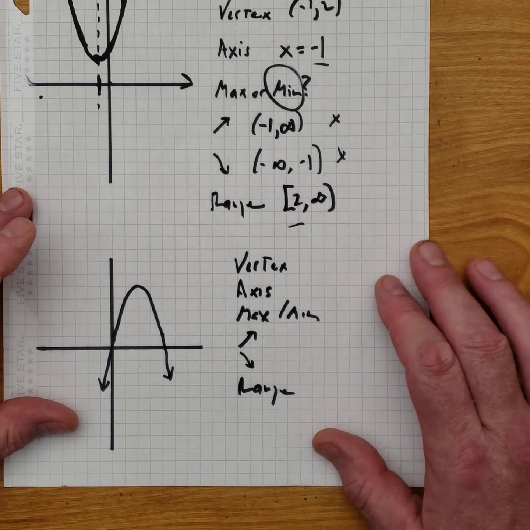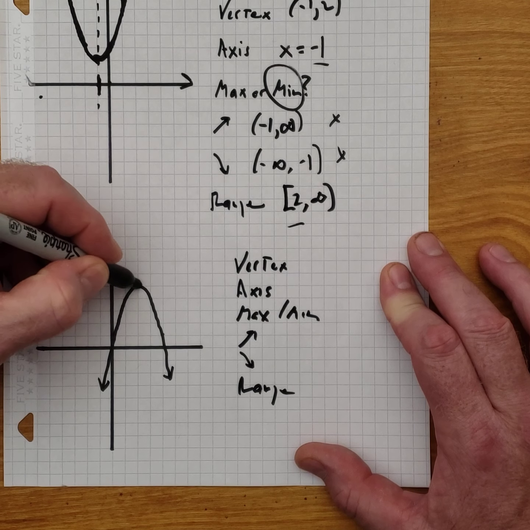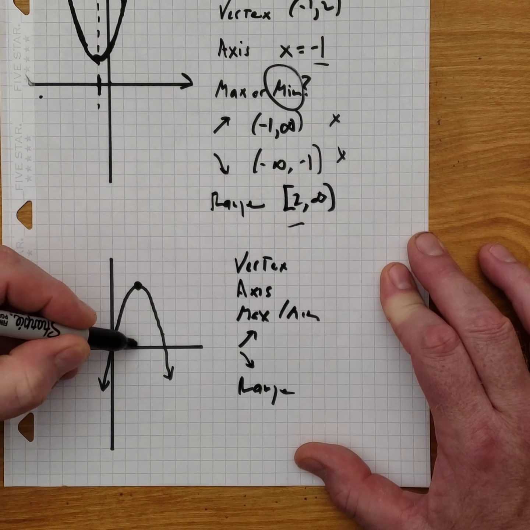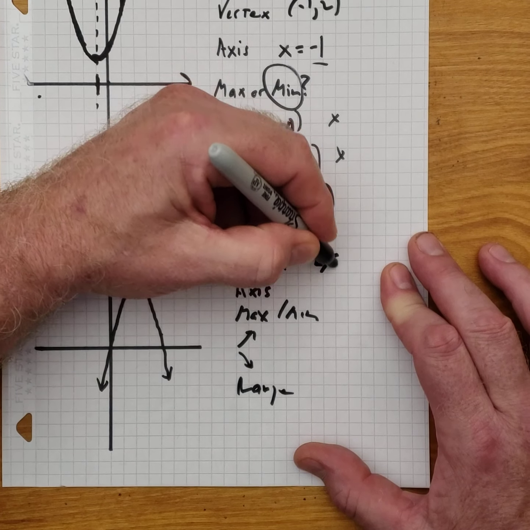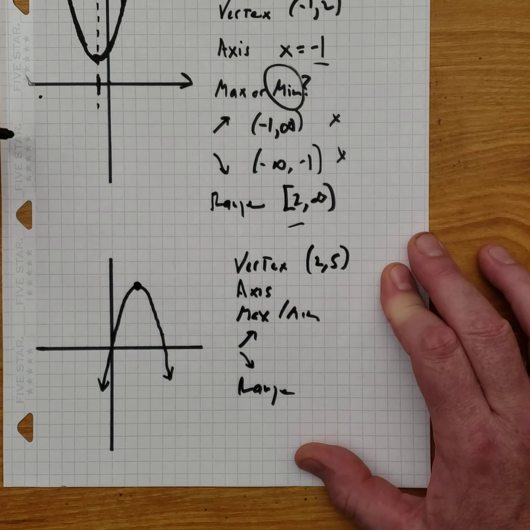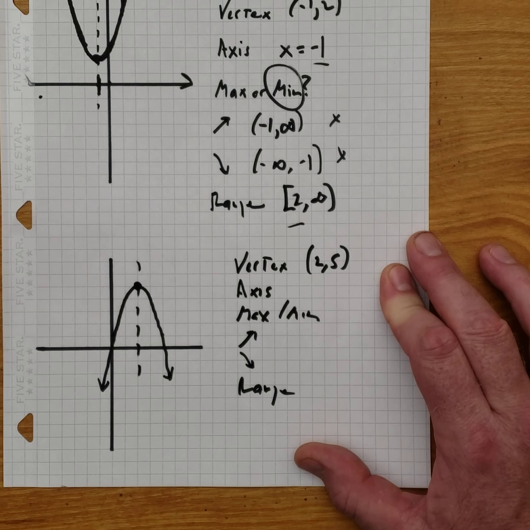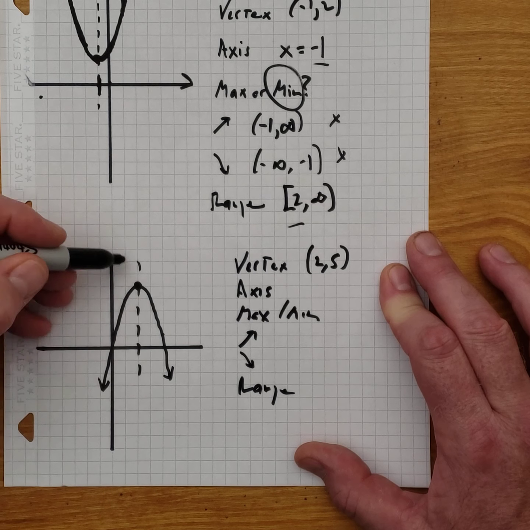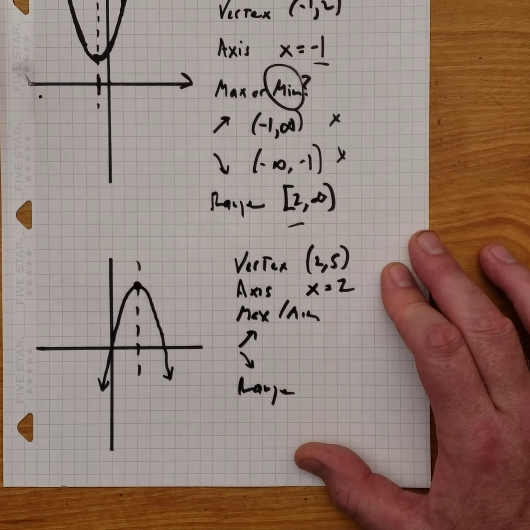A similar one here, except it's upside down. So for this particular one, the vertex is the point where it turns around, which is 2 comma, 1, 2, 3, 4, 5. So 2 comma 5 for the vertex. The axis of symmetry is always a vertical line. When we're talking about quadratic functions, it's always a vertical line through the vertex. So x equals whatever the x coordinate of the vertex is.